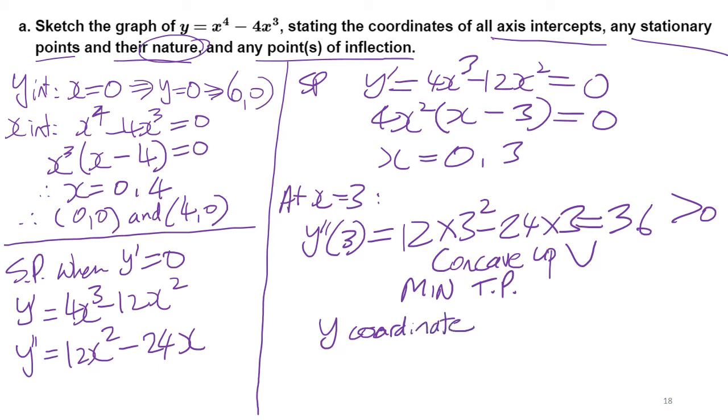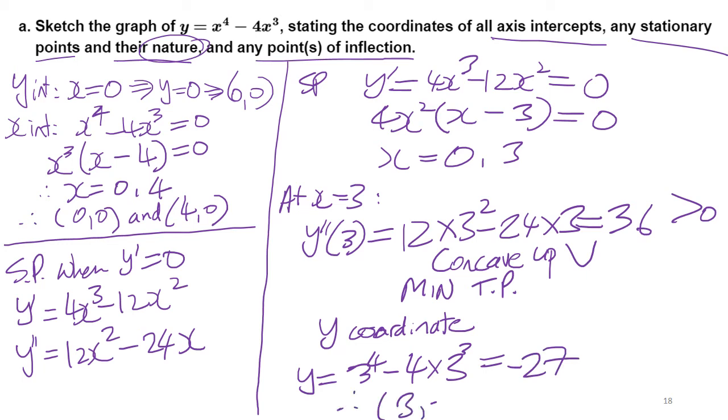We also need to find the y coordinate. How do we find the y coordinate? We sub x equals 3 into the original equation. So we're going to put in y equals 3 to the power 4, take away 4 times 3 to the power of 3, and that should equal negative 27. Therefore, (3, negative 27) is a minimum turning point. Alright, so we found one of the points.